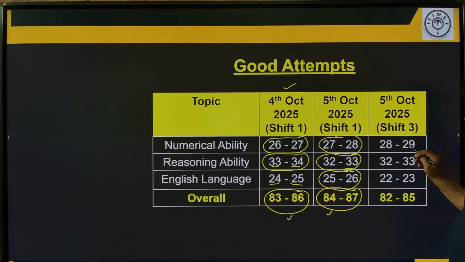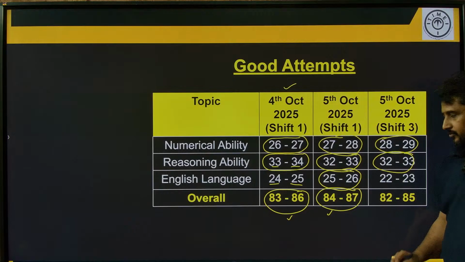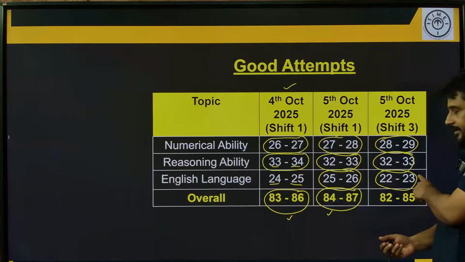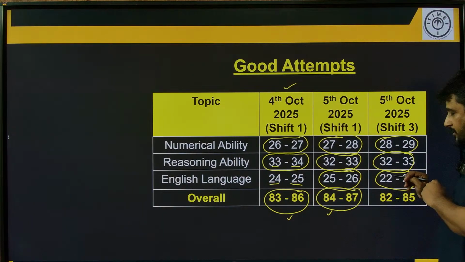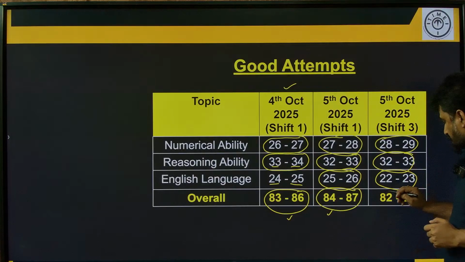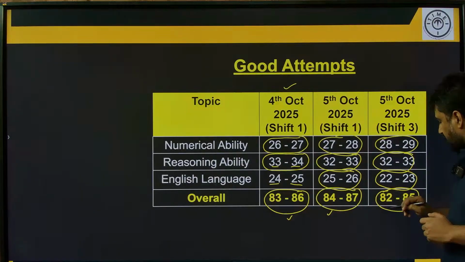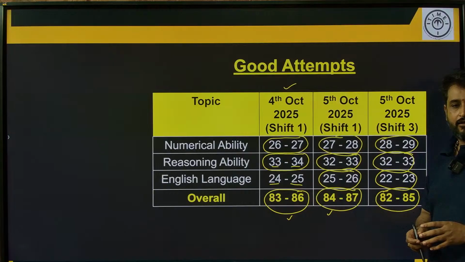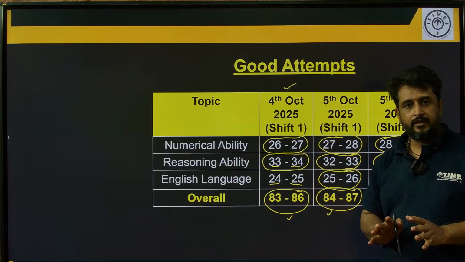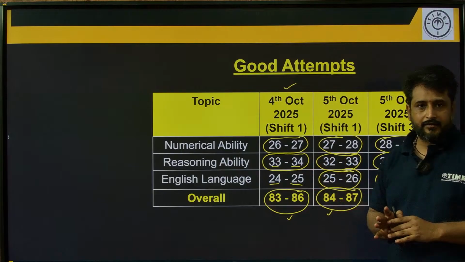5th October, shift 3: numerical ability 28 to 29, reasoning 32 to 33 you can do, and English language 22 to 23. Comparing to the previous slots, it was at a slightly higher level. That's why the cutoff has come down. I mean, the expected cutoff is 22 to 23, and expected good attempts 82 to 85. This is the overall analysis of the IBPS clerical exam.